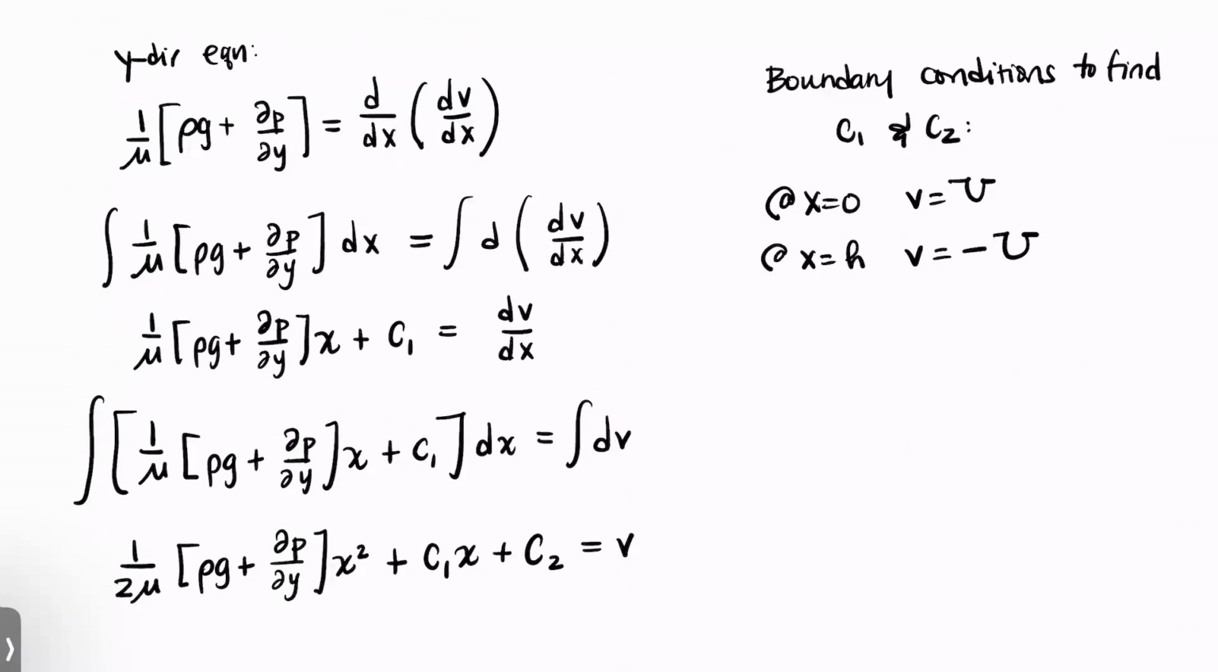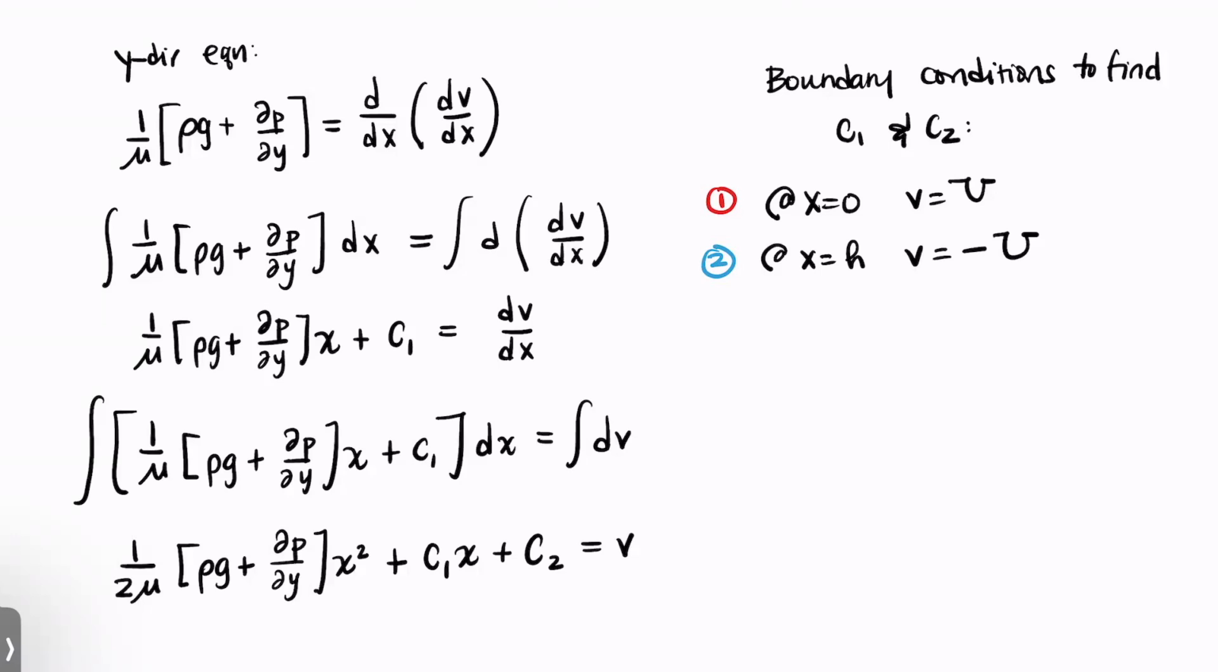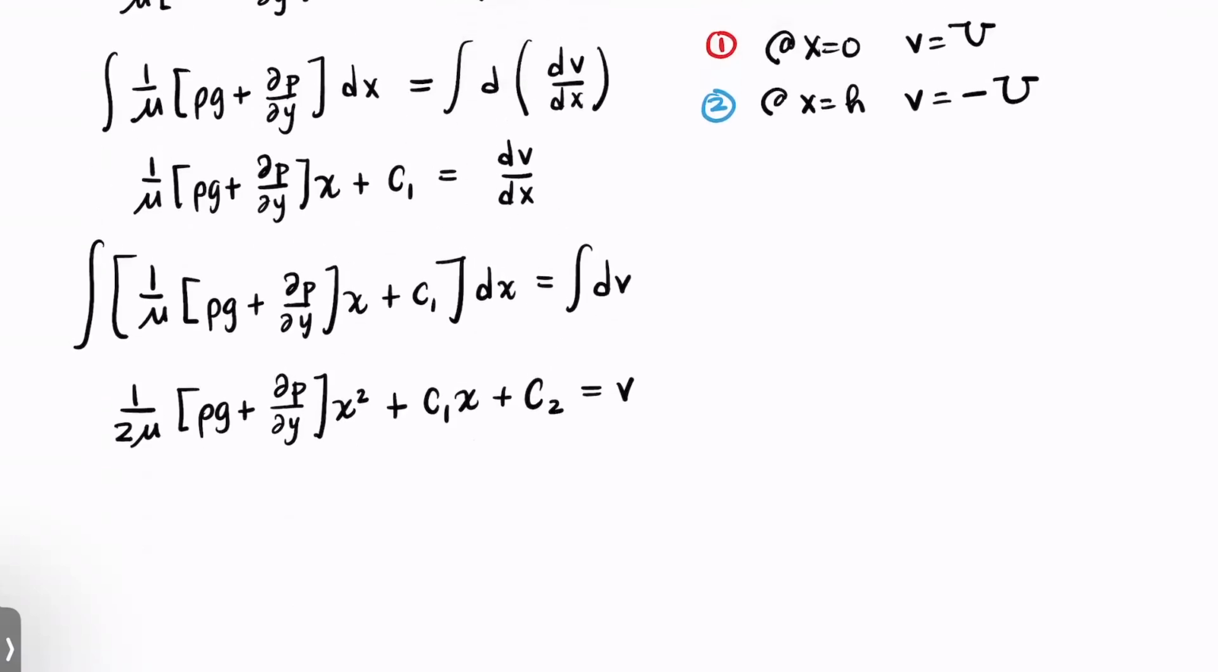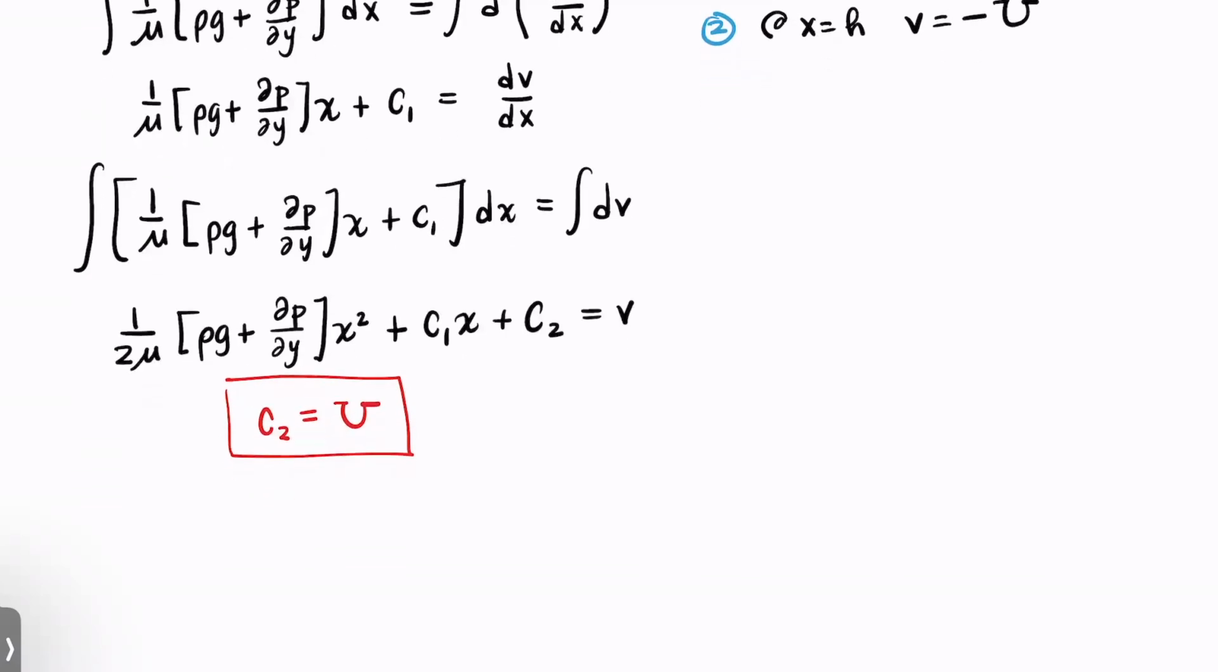So we're just going to apply these systematically. I'm going to do this one first and this one second. Since v is not equal to 0 on either plate, they're both kind of equally algebraically irritating, but they're not that bad. So let's do this one first. I'm going to plug in x equals 0, so I end up with C2 is equal to capital U. That one's fairly straightforward, not too bad, but it's not 0.